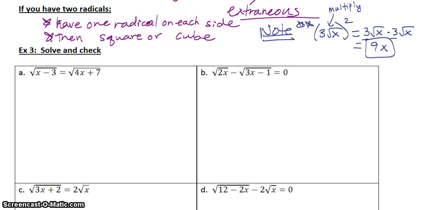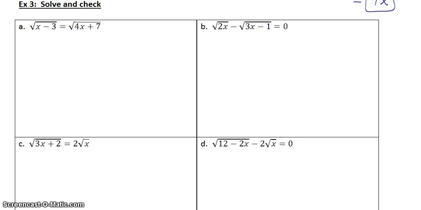Alright, let's go for example 3 then. So part A, I already have one radical on both sides, so right away I can actually just square it.